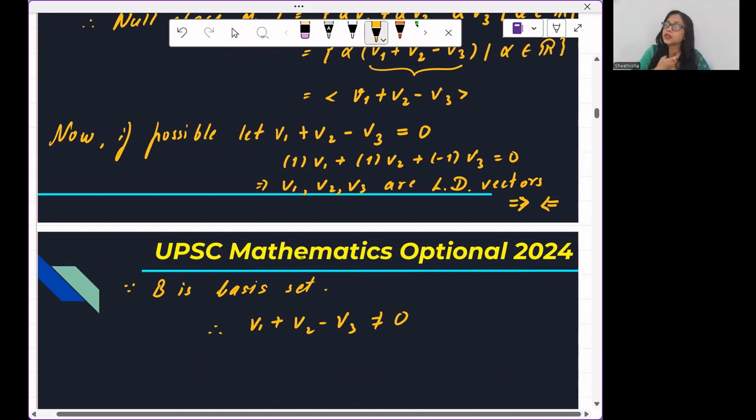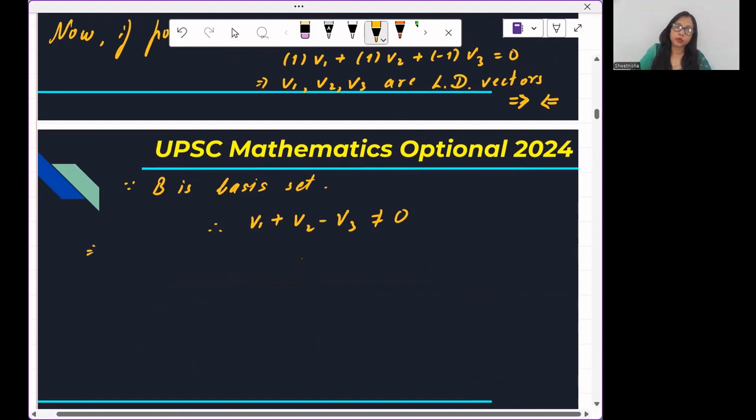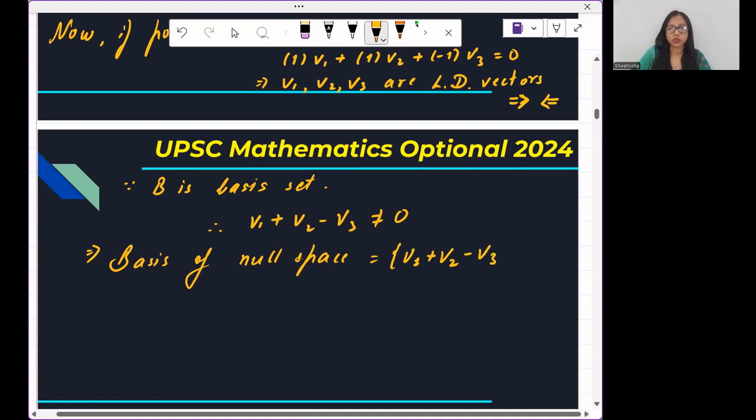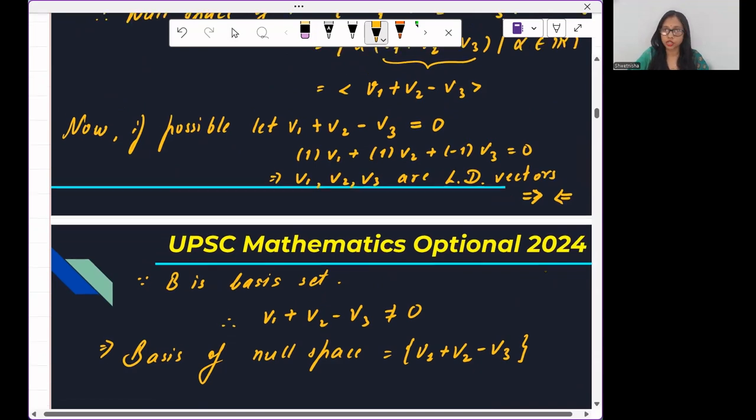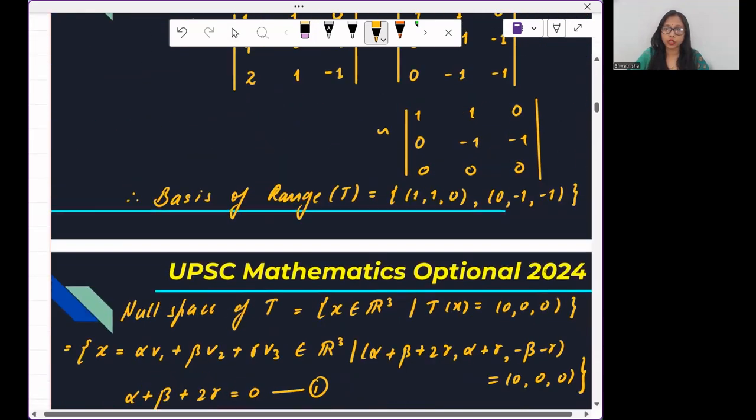So I can say that it is linearly independent and that it forms a basis. Therefore, the basis of the null space is V1 plus V2 minus V3. That is the basis. You can also see here a verification of the rank nullity theorem. The rank is one dimension and the nullity is coming out to be 2, and 1 plus 2 is 3, which is the dimension of the vector space R3. So definitely it is satisfying the rank nullity theorem.